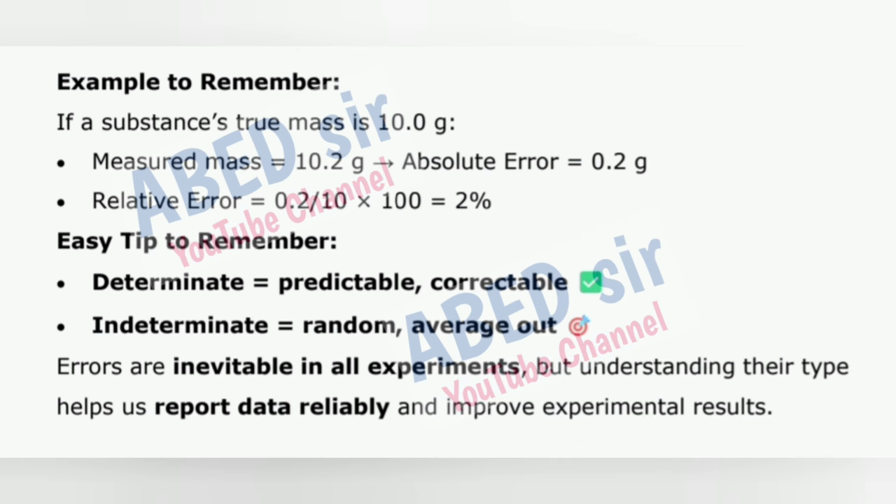Example to remember. If a substance's true mass is 10.0 g and the measured mass is 10.2 g, the absolute error is equal to 0.2 g. Relative error is equal to 0.02 times 100, which is 2%. Easy tip to remember: determinate is equal to predictable, correctable. Indeterminate is equal to random, average out. Errors are inevitable in all experiments, but understanding their type helps us report data reliably and improve experimental results.